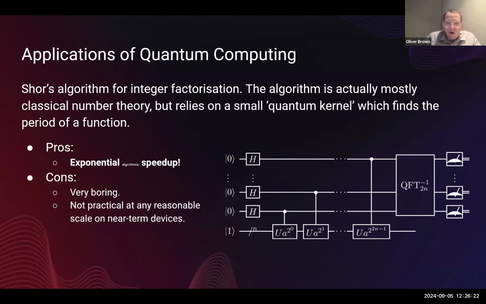As a bit of relief from the worries of security being broken, it's worth noting as well that Shor's algorithm is not really practical at any reasonable scale on near-term quantum devices either. It requires a lot of gates to implement, precisely because of the scale at which it is required to operate.